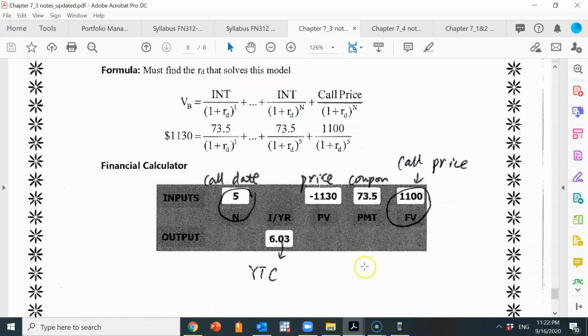All right, so that's all about solving for bond price PV, solving for yield to maturity, and yield to call. In the next video, we're going to talk about Chapter 7, Class 4, and we're going to switch to semi-annual bonds. Okay, I'll talk to you in the next video.